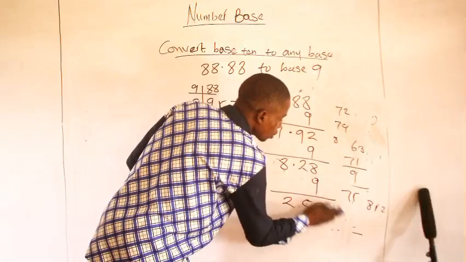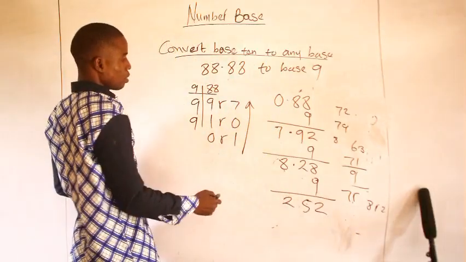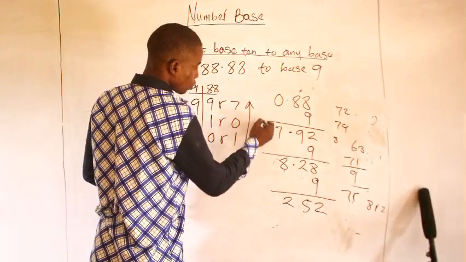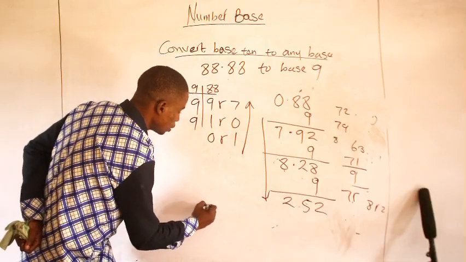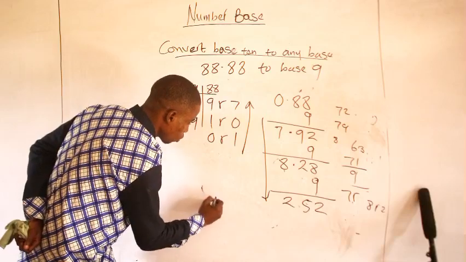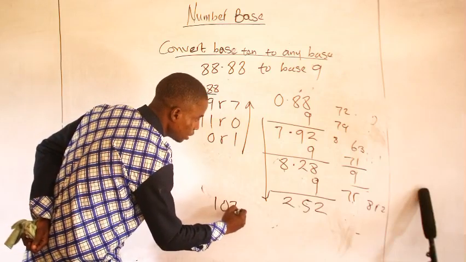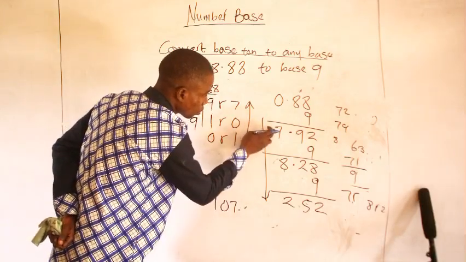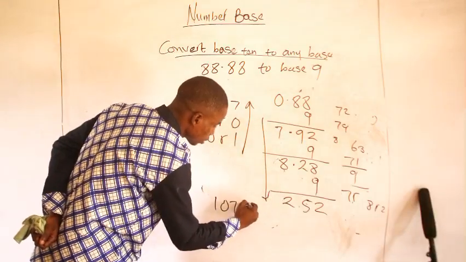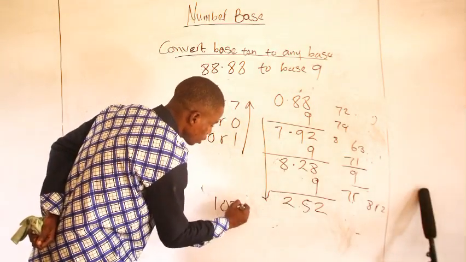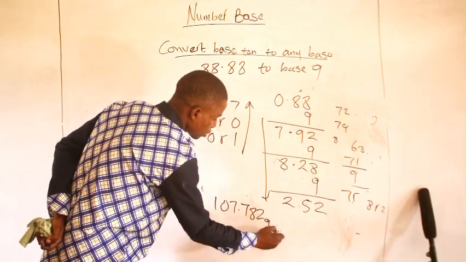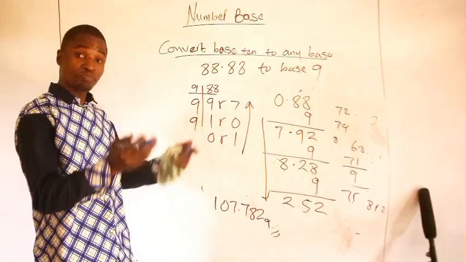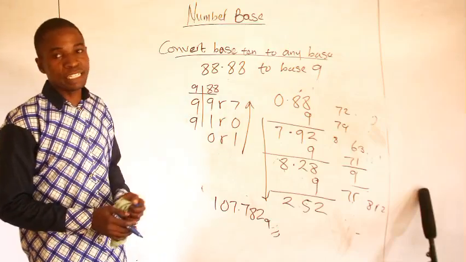And so on and so forth. It's okay here. And you can start from here like this. The answer will now be what? It will be 107 point 7 8 2, base 9. That's all. And let us look at the next topic.